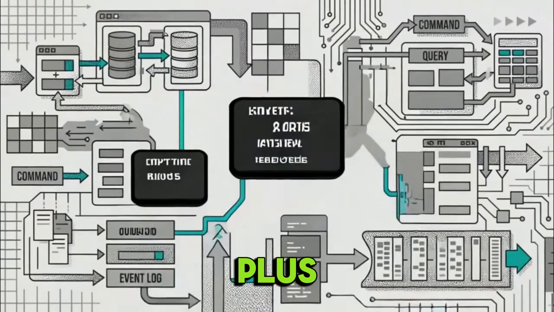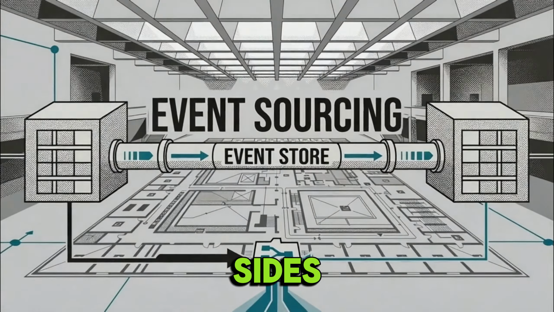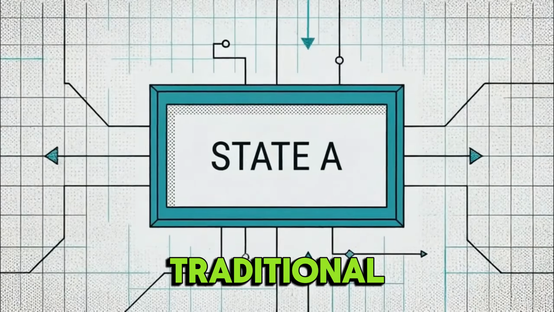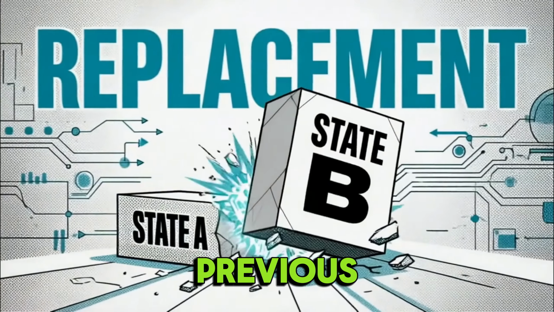Event sourcing plus CQRS. Now let me talk about the mechanism that connects the two sides. Event sourcing. In a traditional system, when you update a record, you overwrite the old value. The previous state is gone.